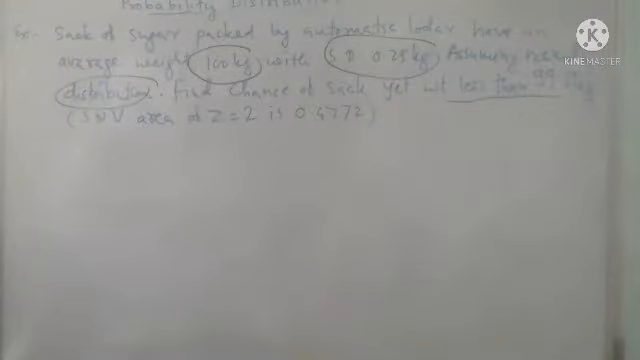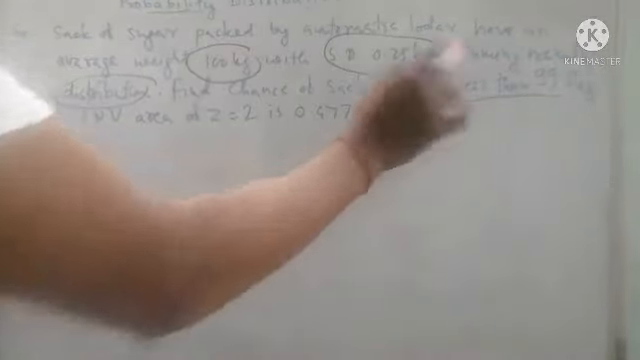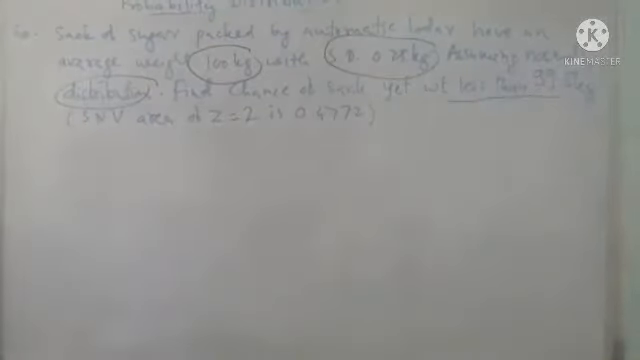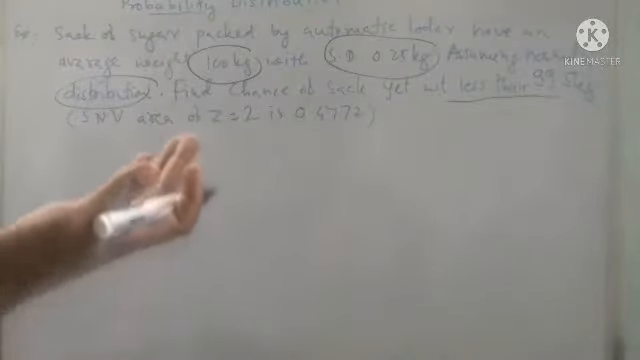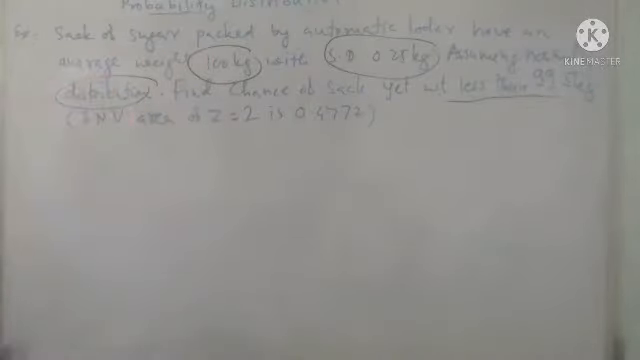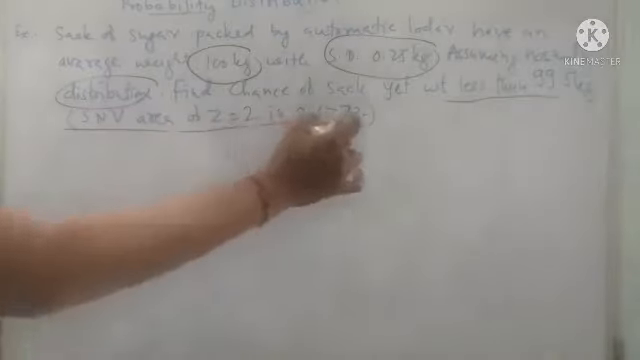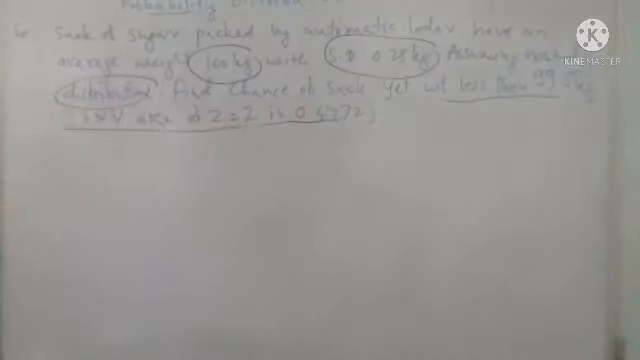As we know, in a normal distribution we always give an inequality, so here the inequality is given for the variable 99.5. So we are asked for the chance of a sack weighing less than 99.5 kg. Here we are provided the standard normal area table, which we use in the solution.